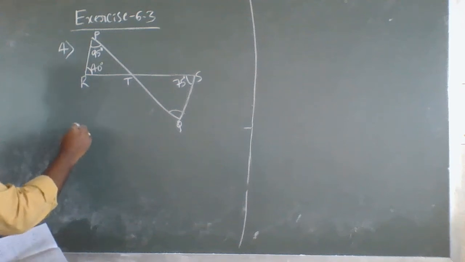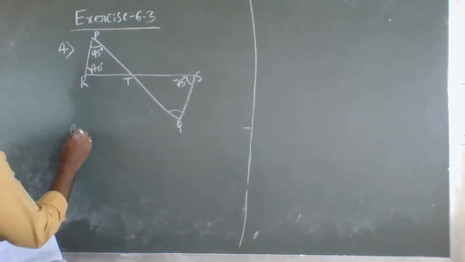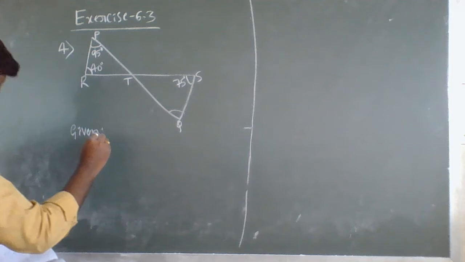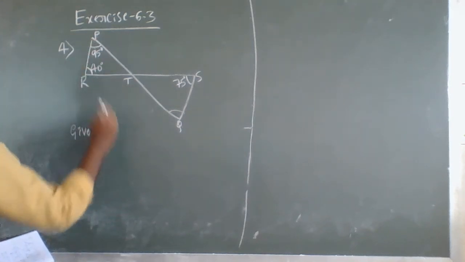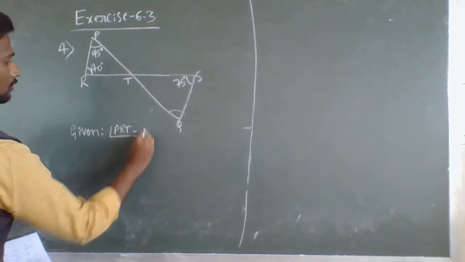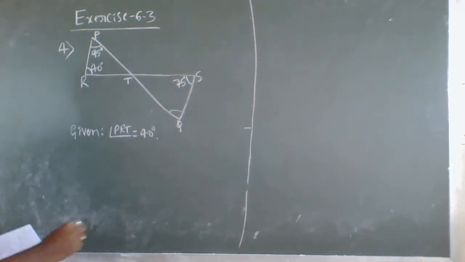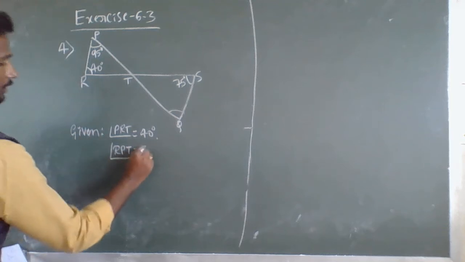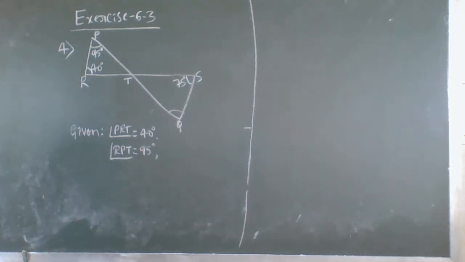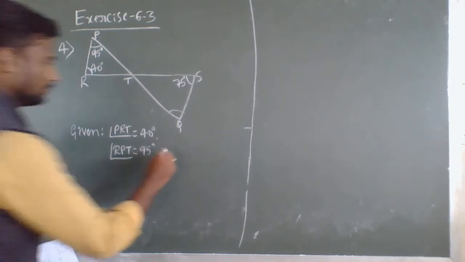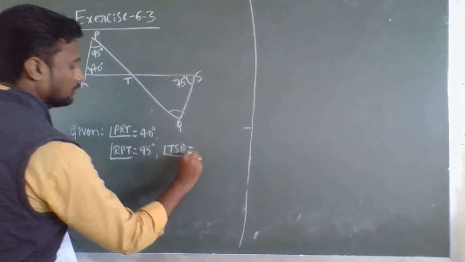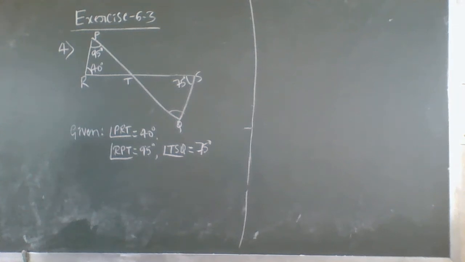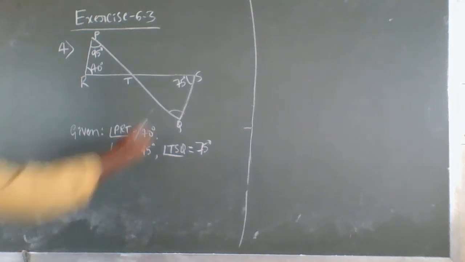So what have they given? Angle PRT is 40 degree, angle RPT is 95 degree, and angle TSQ is 75 degree, and they are asking angle SQT, meaning this angle SQT.